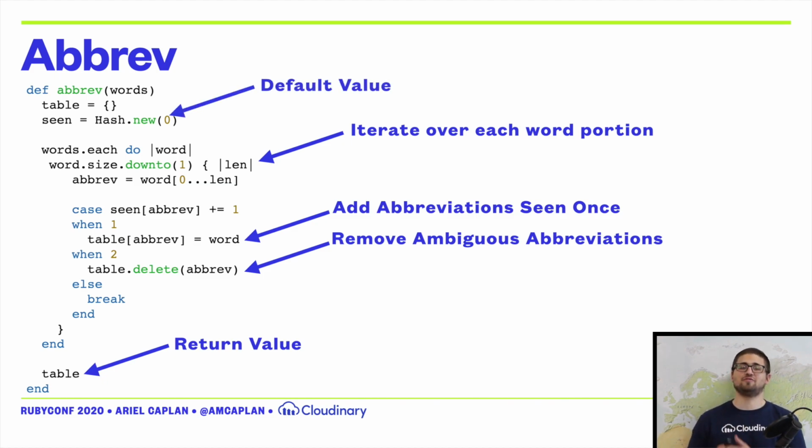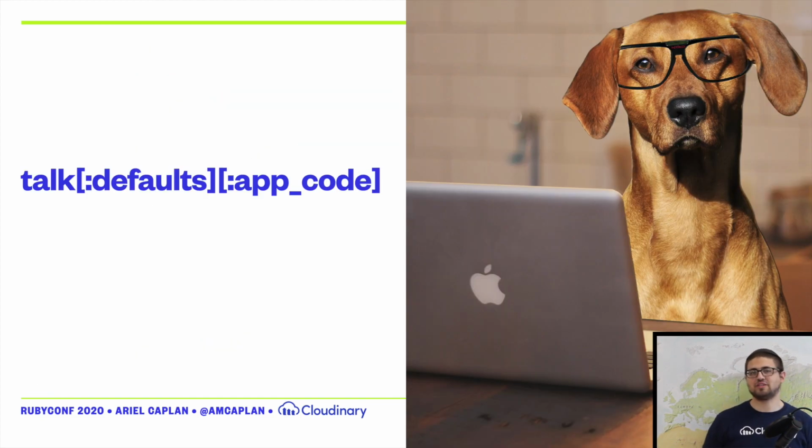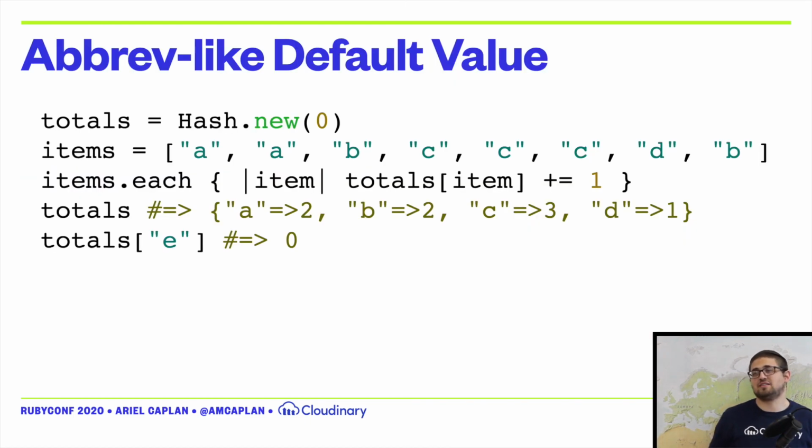Note that scene has a default value of 0. And so when we are incrementing values in our scene table, we can just act as though it's already set to 0, and we just increment it by 1. We never say scene[abbrev] = 0. We don't have to do that because we have a default value. This is a pattern that is actually really useful in app code to be able to create counters. So let's talk about some of our application code. This is something that we can do in a lot of places in our real everyday code. So we can create a hash with a default value of 0.